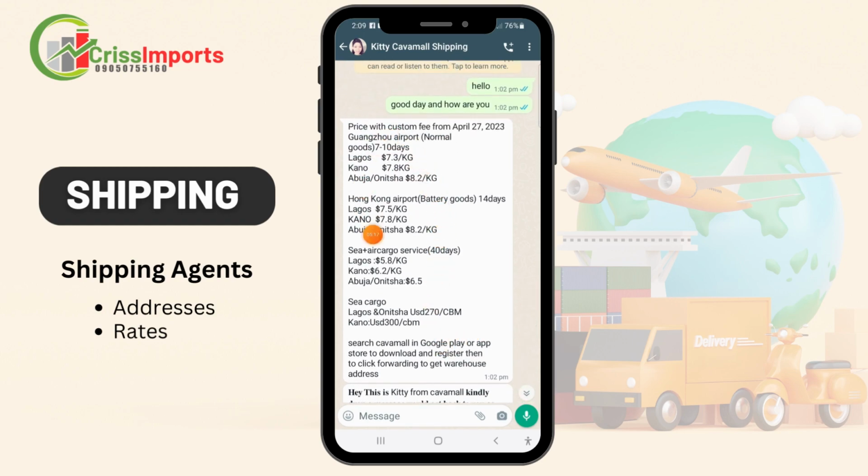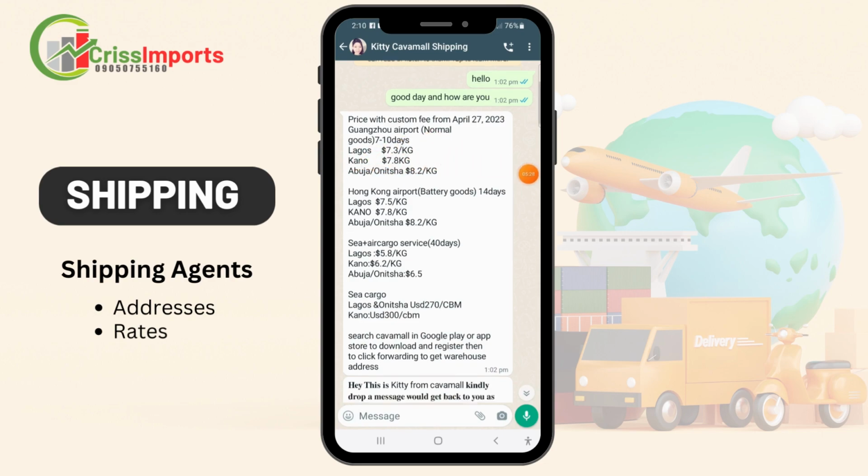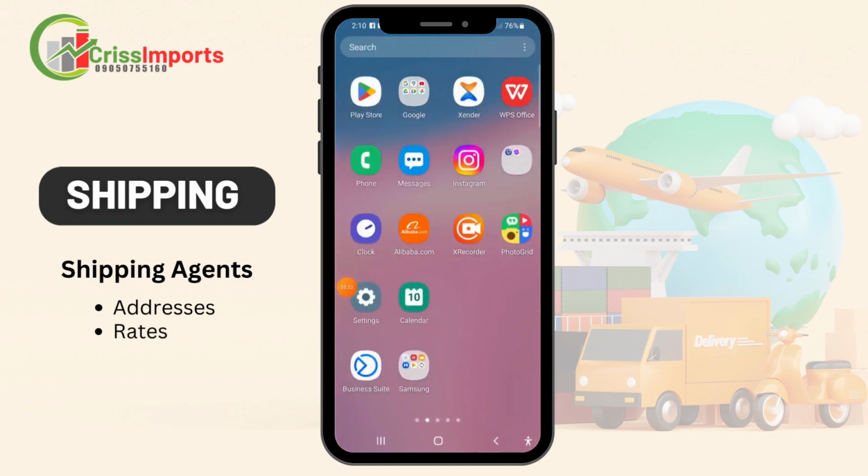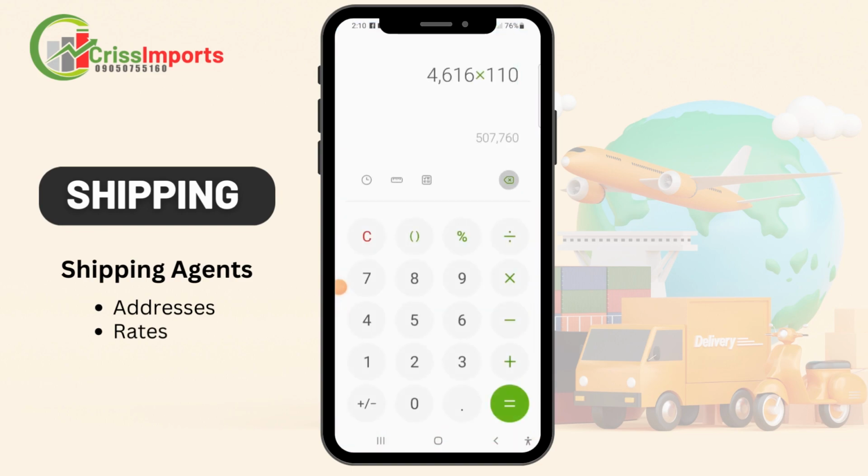Now, they want to give you their shipping details. This is for Nigeria. If you're shipping to Lagos, it is 7.3 per dollar. So to know how much 1 kg is, this is their dollar rate. So let's convert. The first thing you now do is 7.3 times 743. So this is what they charge you for 1 kg: 5,424 per kg.